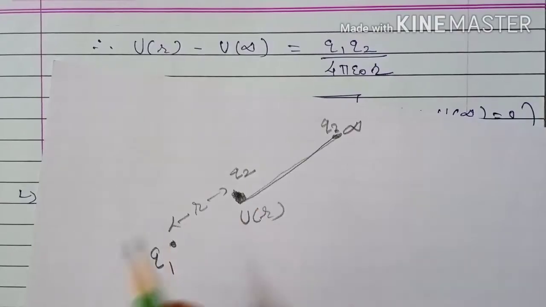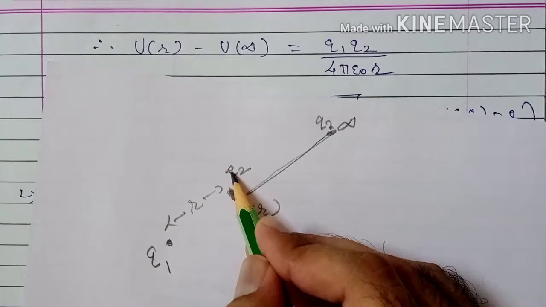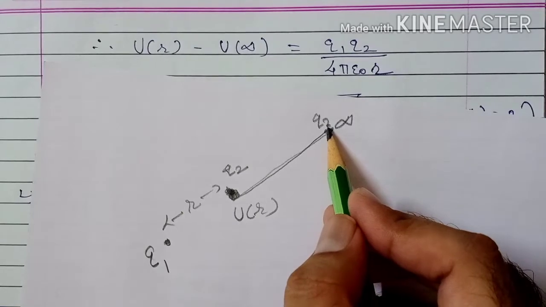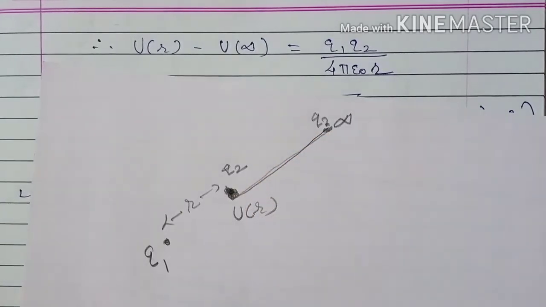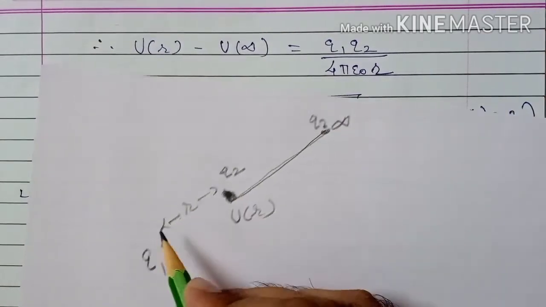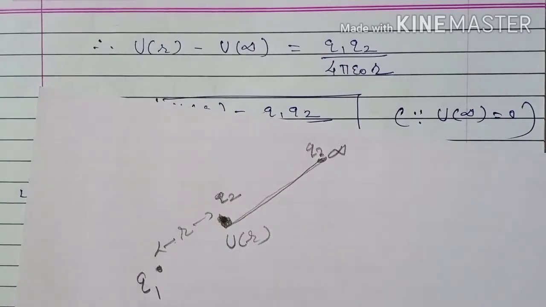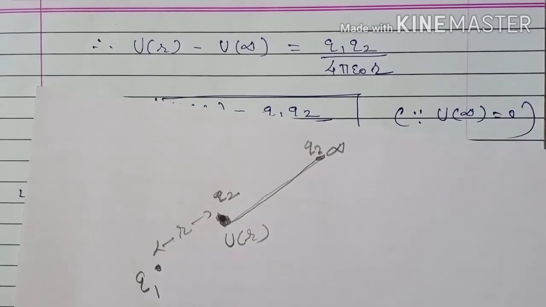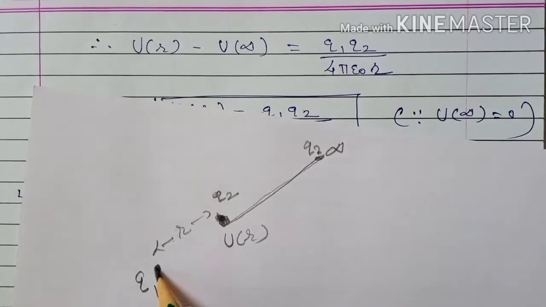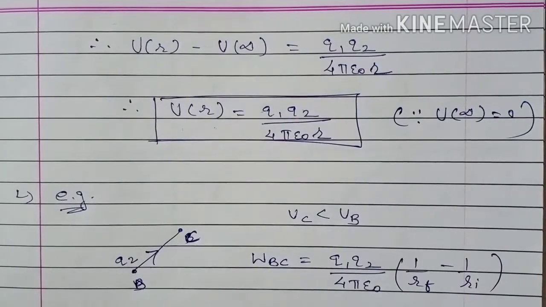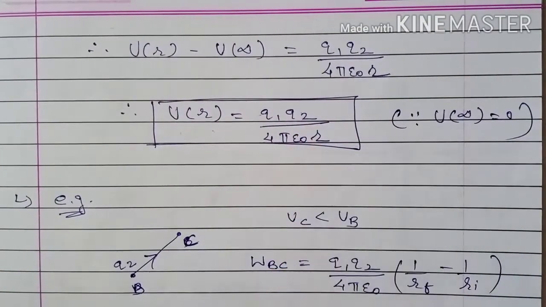Here the potential energy of a system of two charges depends only on this distance. It does not depend on the path, how you are bringing the charge from infinity to this point. It is independent of path. Whatever work is done in bringing this charge Q2 from infinity to this point is stored in the form of potential energy, and that is the potential energy of the system of two charges. So here potential energy at distance R is given by Q1 Q2 upon 4 pi epsilon naught R.